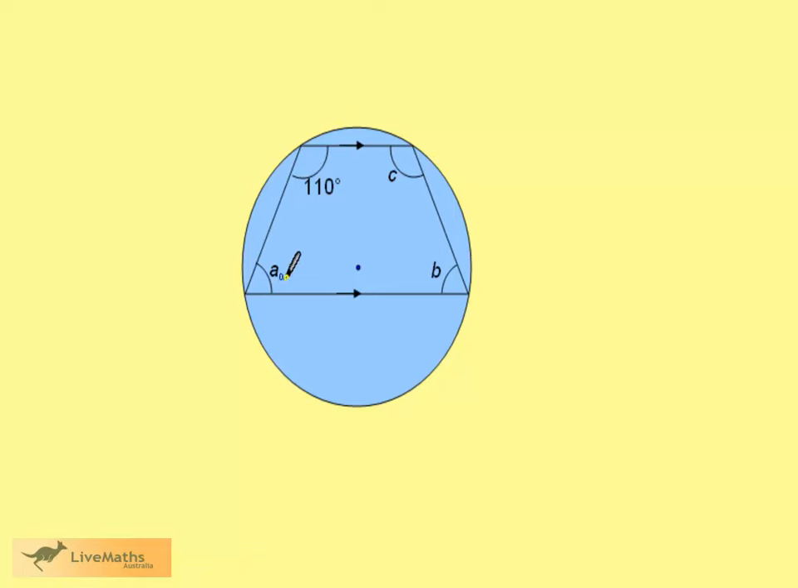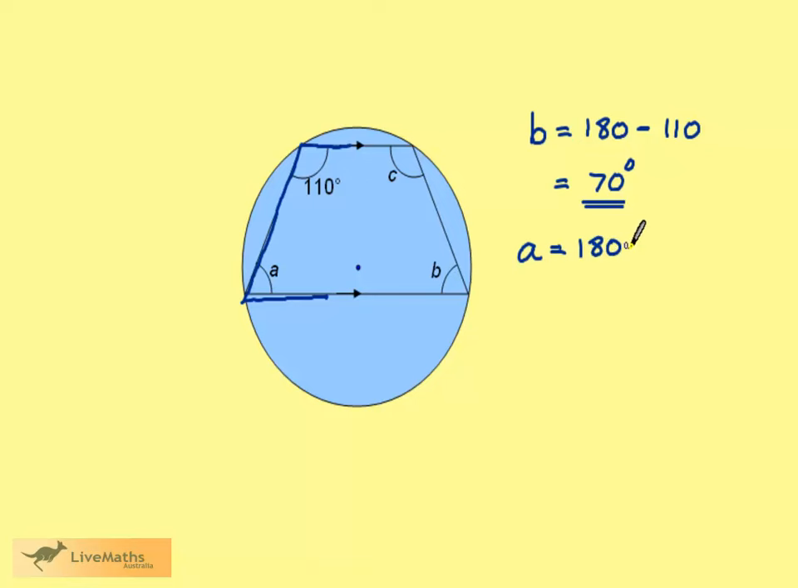Here we have another example. We want to find A, B, and C. We have a cyclic quadrilateral, so B must be equal to 180 take away 110, which is 70 degrees. Opposite angles add to 180. If we look here with the parallel lines, we can see that we have a C shape. We know about parallel lines. These two angles must add to 180. Therefore A is going to be 180 take away 110, which is 70 degrees. The reason is that they are interior angles.